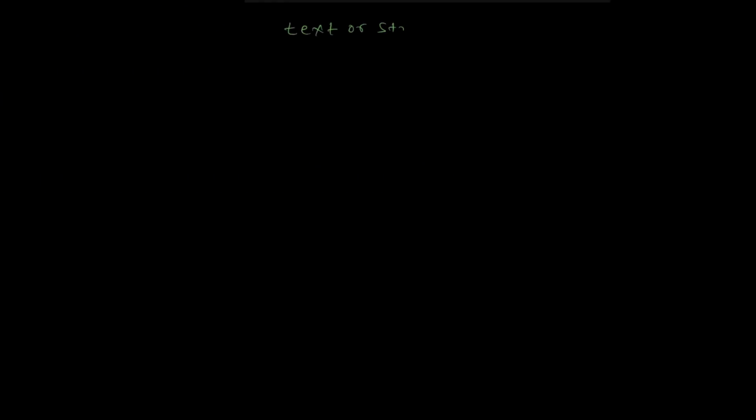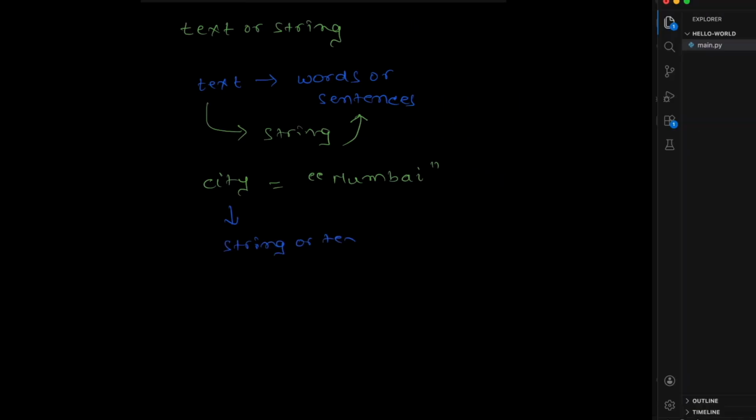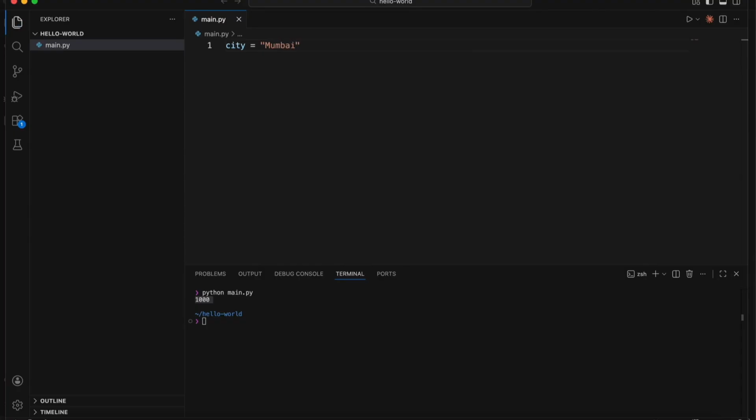Let's start with text. Text data is used for words or sentences. In Python, text is called a string. A string is written inside quotes. For example, city equals Mumbai. Here the value stored in city is text. So the data type of city is a string. We can check this by using type. Python tells us that city is a string.